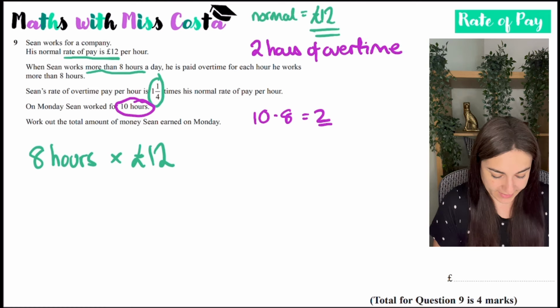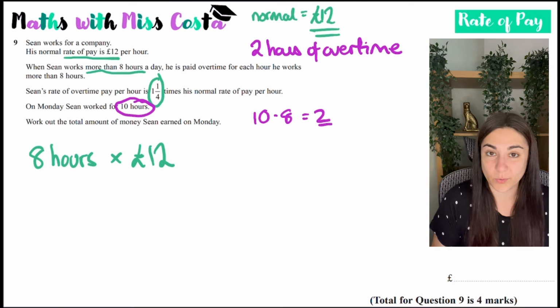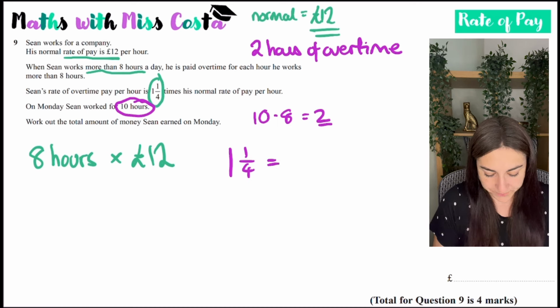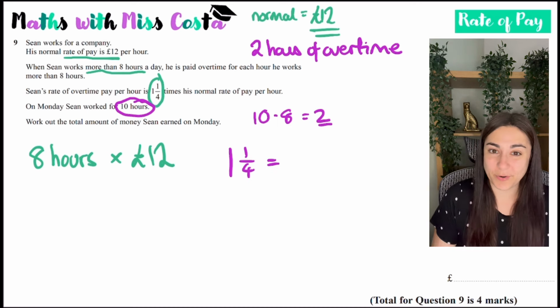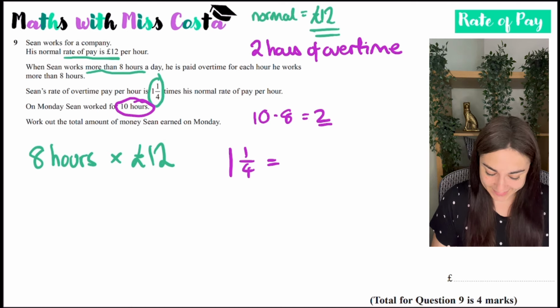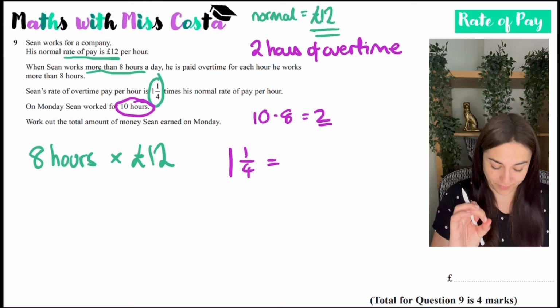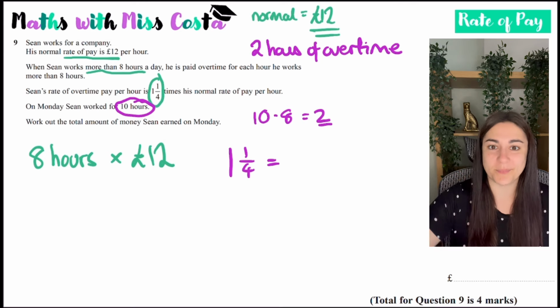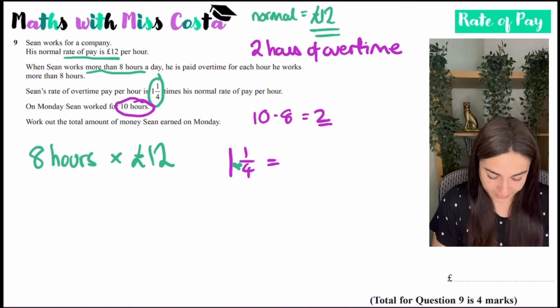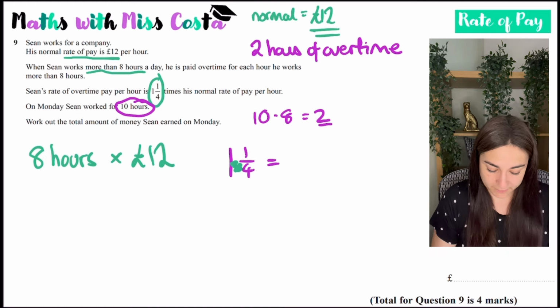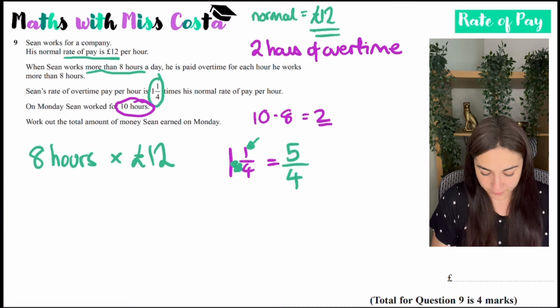Now the tricky bit is that we need to work out 1¼ of his normal rate of pay. So to write 1¼ as an improper fraction is probably going to be the easiest thing that we can do. It's currently a mixed number, we want to turn it into an improper fraction. So to do that, what we do is we do 4 times 1, so the denominator times by the full number, 4 times 1 plus the numerator. So that would be 5/4.